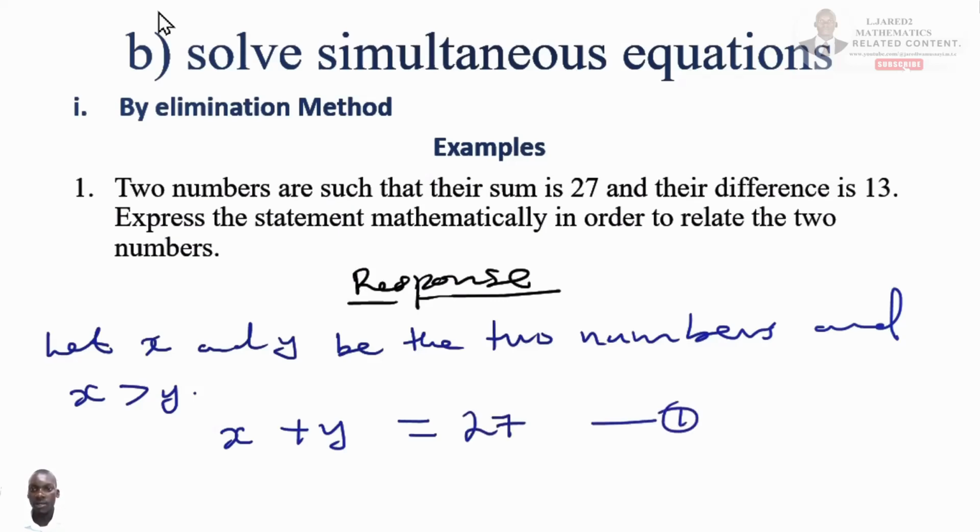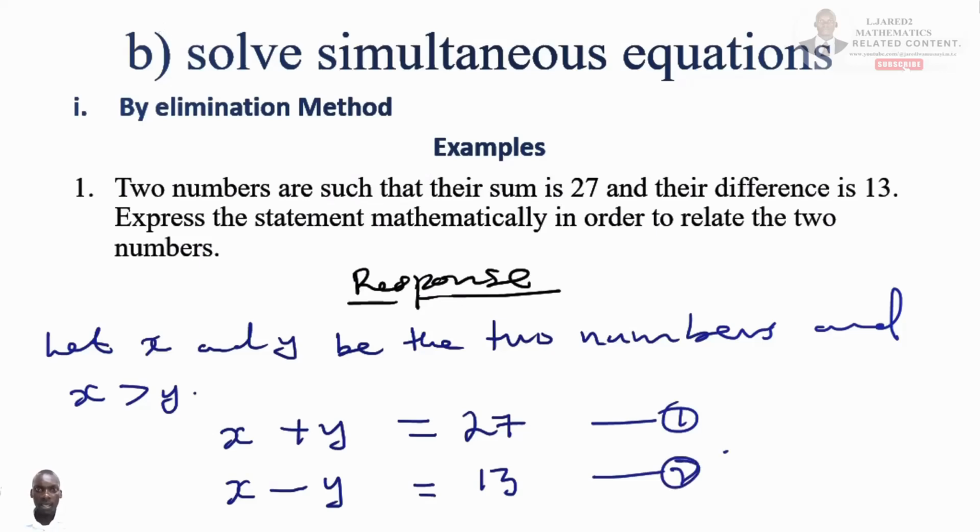Then it continues to read that their difference is 13. Since it is a positive one, it means that we have to begin with a positive or a greater one. So we have x minus y giving us 13. So this is our second equation.